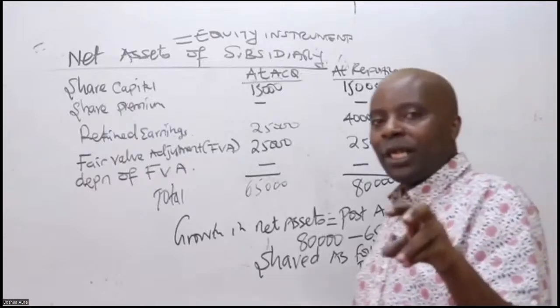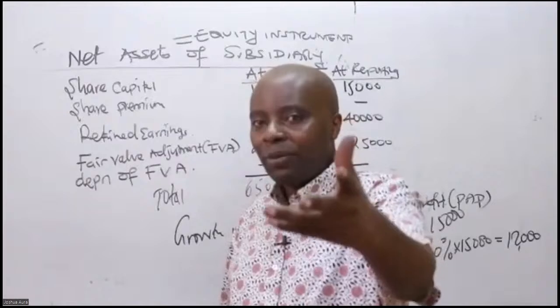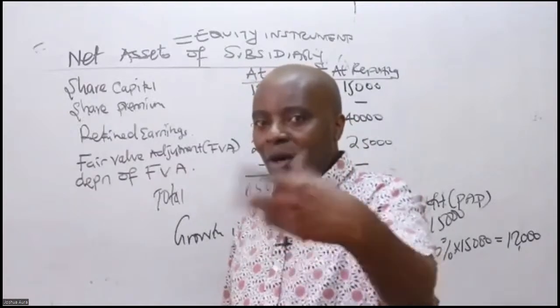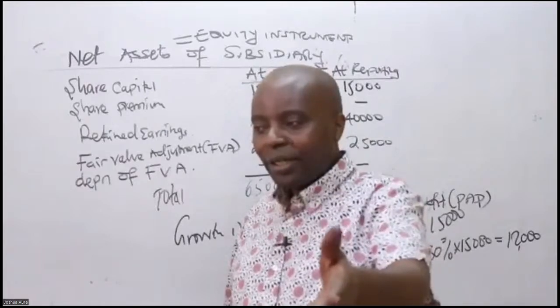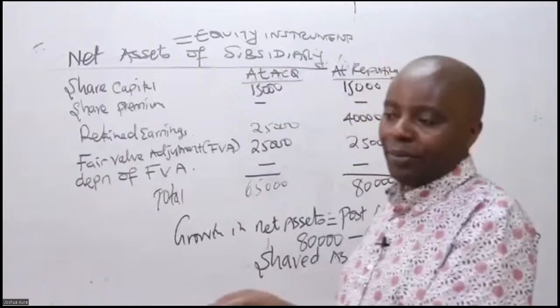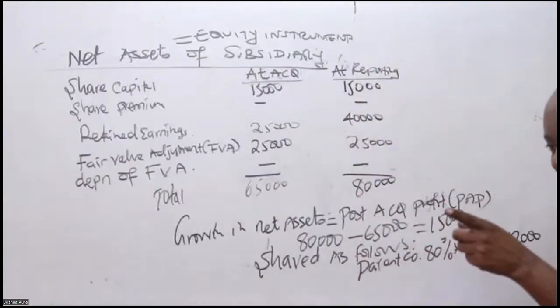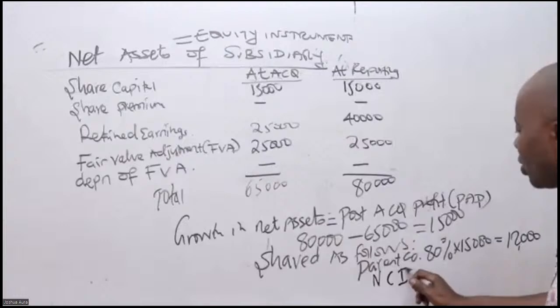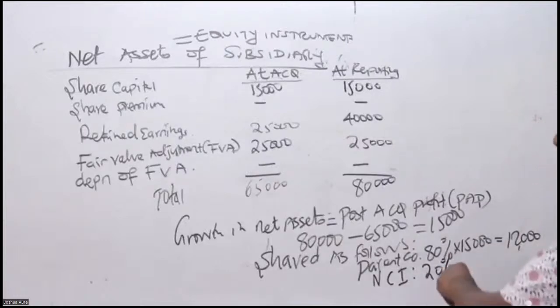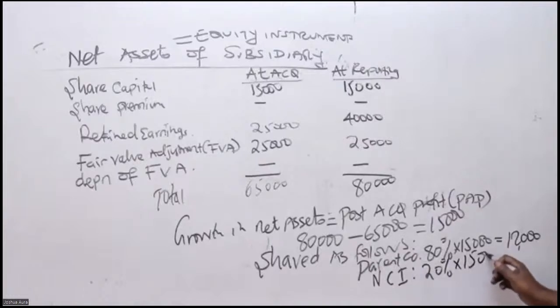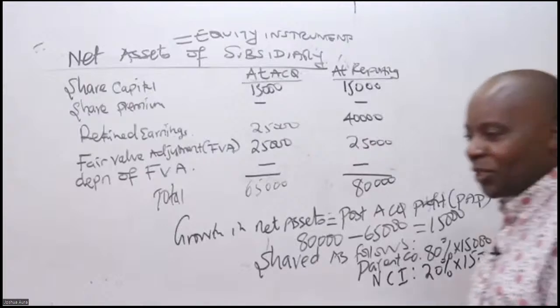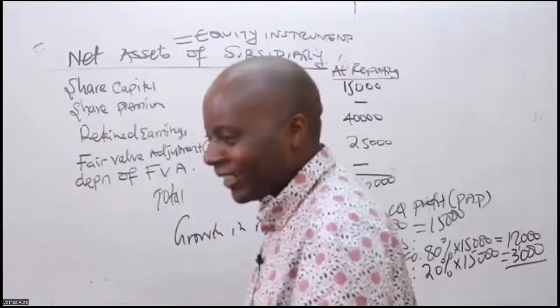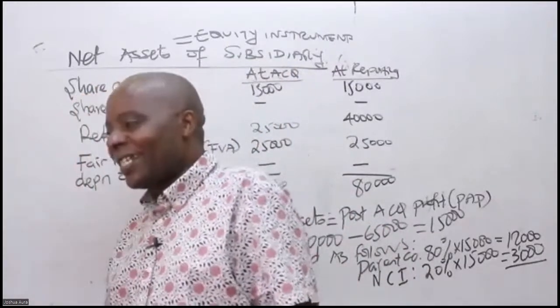Now, I would want to see whether my students still remember this. If the parent owns 80%, there must be another owner somewhere who owns 20%. What is the name of this other owner? NCI. Thank you very much. So then we have the non-controlling interest who has 20%, because they must total 100%. So 20% of 15,000, what do we have here? This must be 3,000.